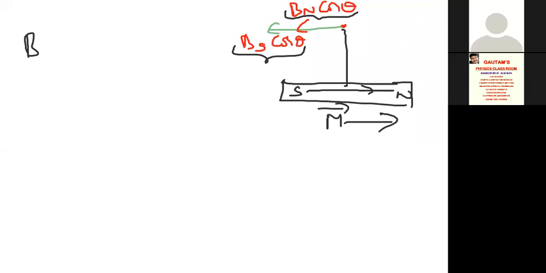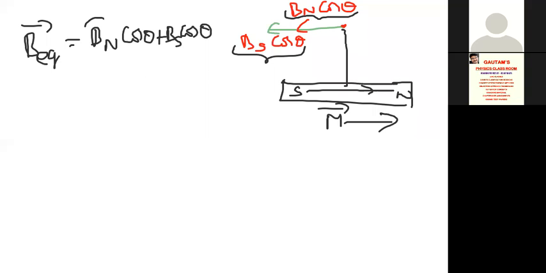Now what is the total equatorial magnetic field at that point? Only these two fields are there. One is Bn cos theta, the other is Bs cos theta. But these two are in which direction? Opposite to M bar. If only magnitude, we can write B equatorial magnitude is Bn cos theta plus Bs cos theta.